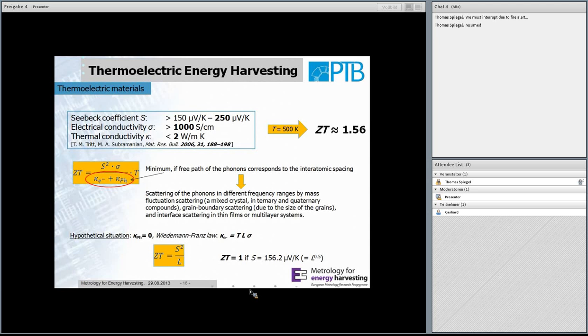Another hypothetical situation: if it would be possible to reduce the phonon part of the thermal conductivity to 0, then we would have something like a metal. Then the Wiedemann-Franz law would be valid, and you can see that for a ZT of 1, a Seebeck coefficient of 156 microvolt per K would be necessary, but there's no metal which has such a high Seebeck coefficient, and therefore other ways have to be gone.